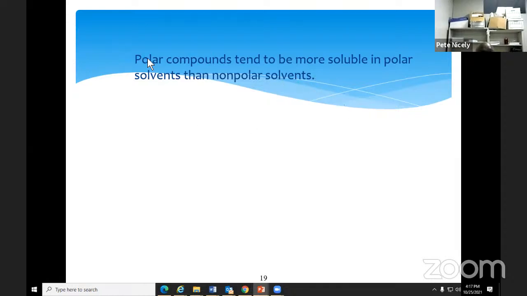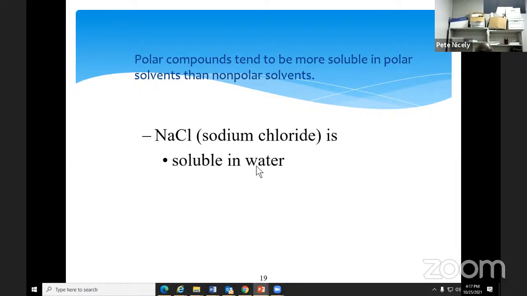And what you'll find is that when it comes to polar solutes, they tend to be more soluble in polar solvents compared to non-polar solvents. So for example, you cannot get anything more polar than sodium chloride. Sodium chloride is an ionic compound, and therefore it is very polar. And then what you'll find is that sodium chloride is soluble in water, which is a polar solvent, all right?